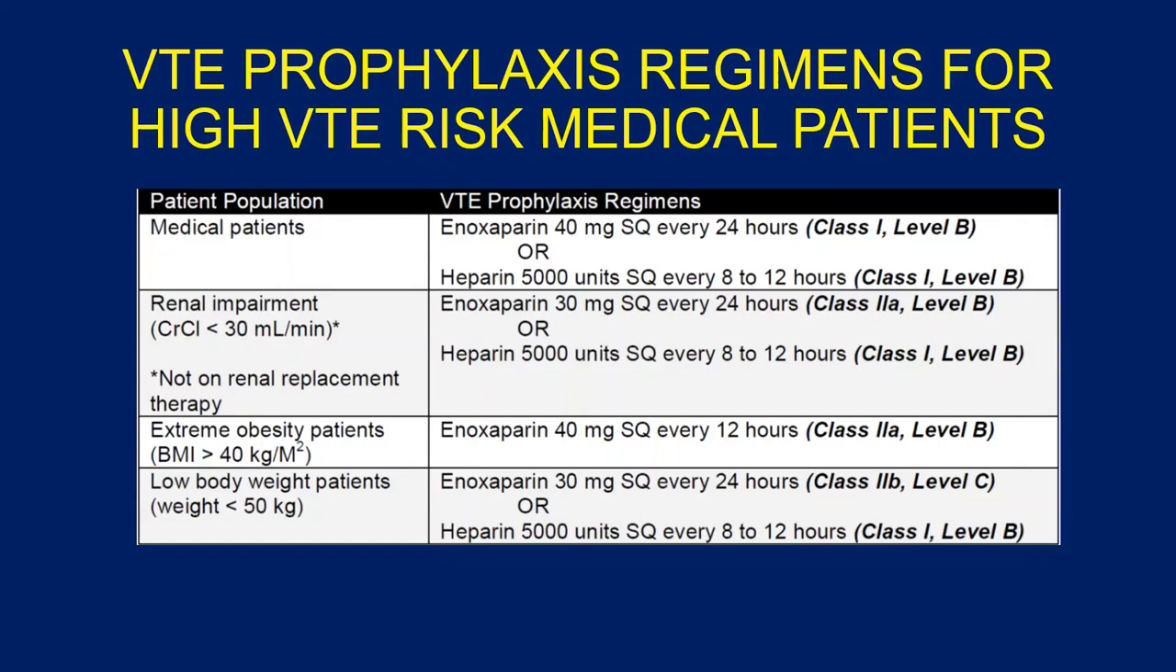Now, if a patient has renal impairment, the creatinine clearance is less than 30, you continue with the same dose of heparin, but you drop the enoxaparin down to 30 milligrams sub-Q. Now, if the patient has extreme obesity, if their BMI is greater than 40, the recommendation, which is a class 2A recommendation, is to give enoxaparin BD, 40 milligrams BD. And in low body weight patients, if they're less than 50 kg, it's enoxaparin 30. And that, again, is a class 2B indication.